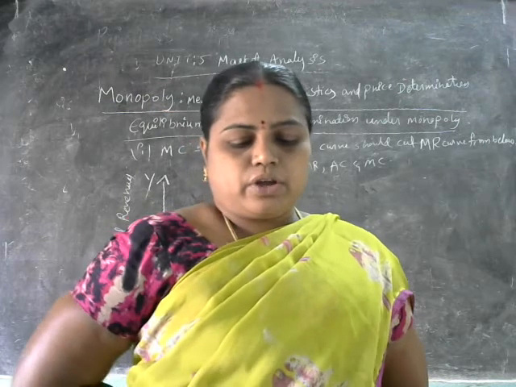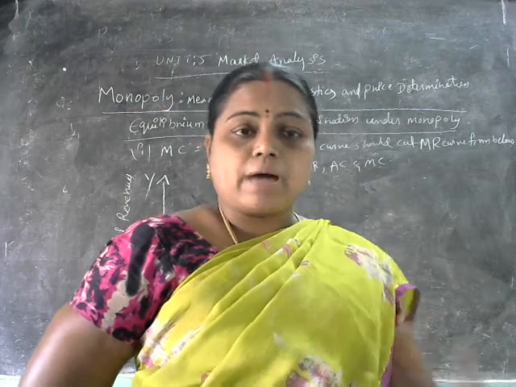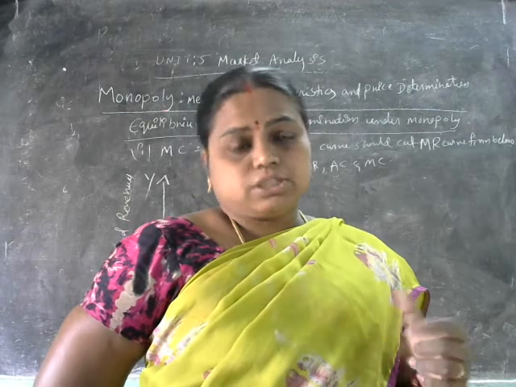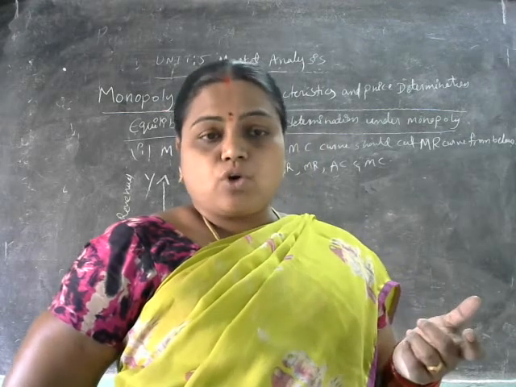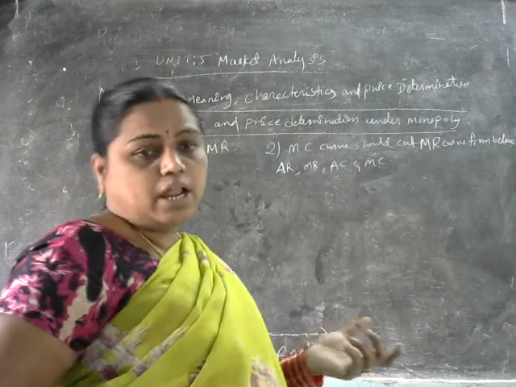So he is foregoing the profits which otherwise he could make here. In the figure, marginal cost is equivalent to marginal revenue at output OQ. At the output OQ level, the marginal cost is equivalent to marginal revenue here.